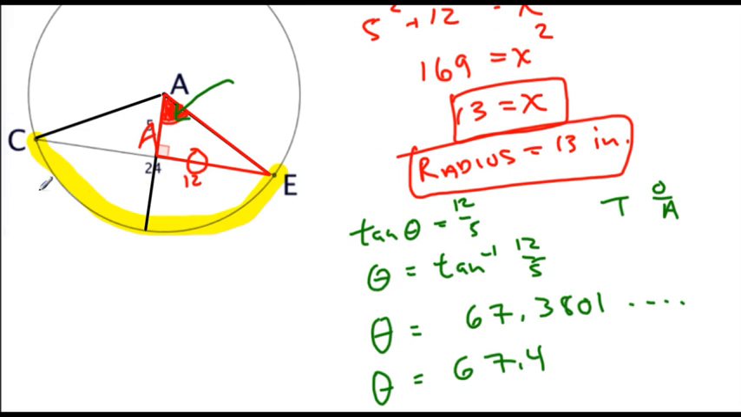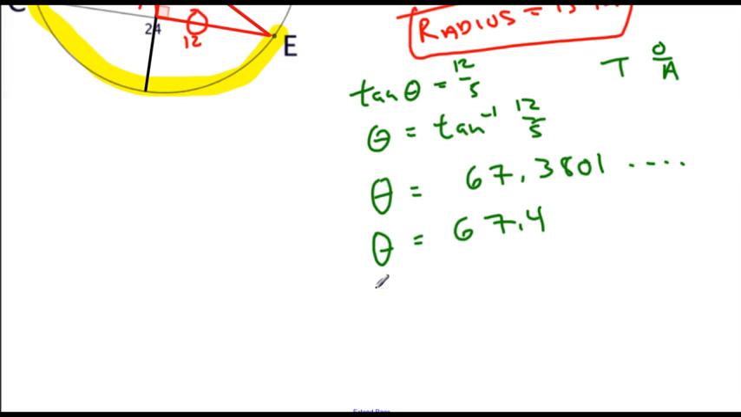Now, they're asking us to find the measure of arc CE. That's the whole yellow part here. So we need both. It starts at C, goes all the way to E. So we need the angle that starts on this segment, AC, and goes all the way to AE. So that is 2 of the thetas that we found. So we need 2 of these, so times 2. What are we going to get here? Now, you know what I do is I just leave this in my calculator and hit times 2. And I'm going to get 134.76.